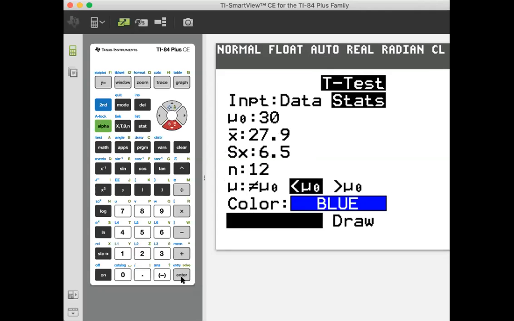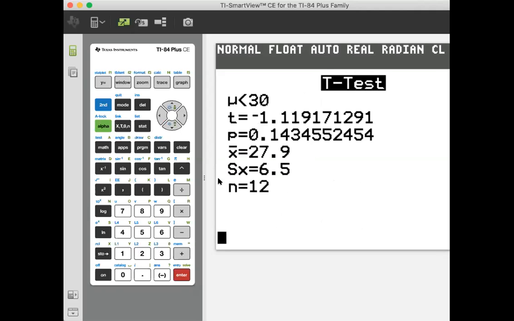Then we would go down to calculate. We could choose to draw and see the p-value sketch, but let's just use calculate here. And we get a test statistic of negative 1.119 to 3 decimal places, and a p-value of 0.1435 to 4 decimal places. So that's how we would normally do that.